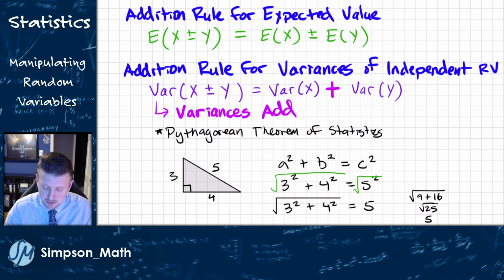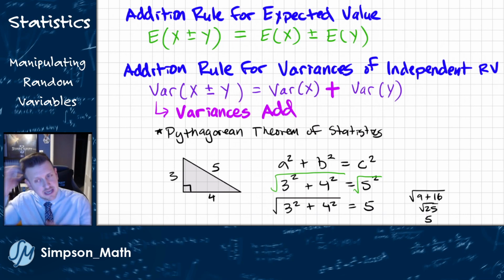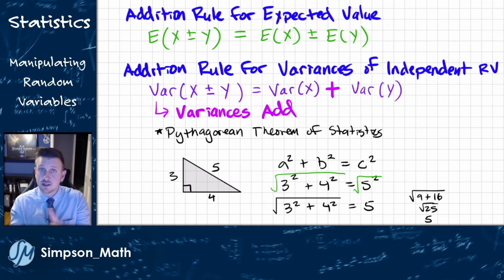Let's talk about the addition part first. So notice in this rule, the variance of x plus or minus y. If I'm going to take x and add y, or take x and subtract y, I don't care whether you're adding or subtracting, it will always be a plus on the other side here. So let's talk about this logic.